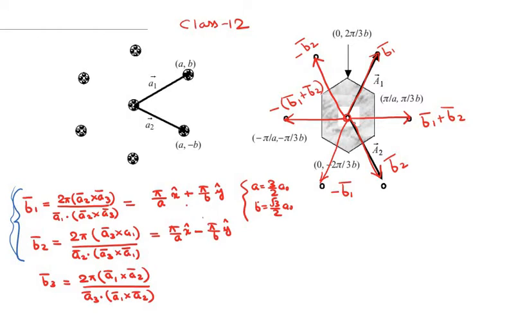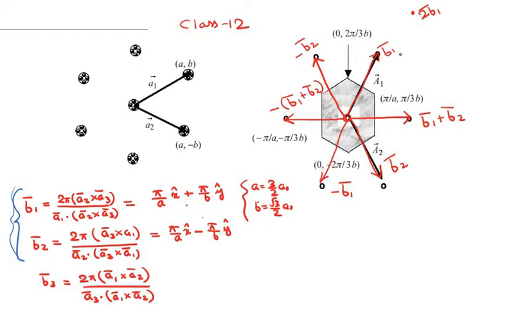So we have 6 neighboring points. There are other points as well, for example 2B1, and then there might be B1 plus 2B2, 2B1 plus B2, all these points, but we don't need to go into all of them, because what we have to do now is bisect these reciprocal lattice vectors.